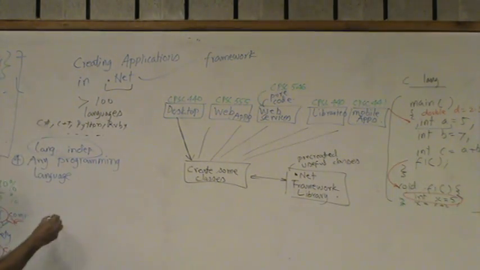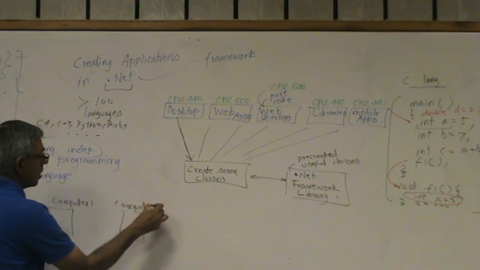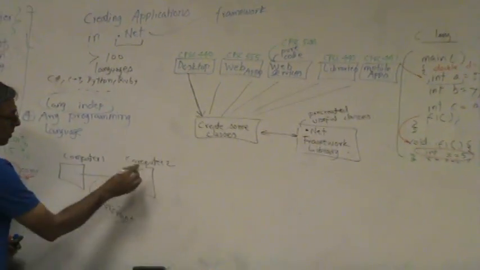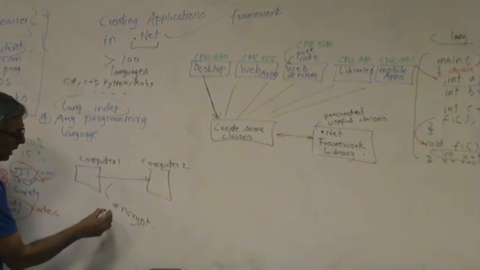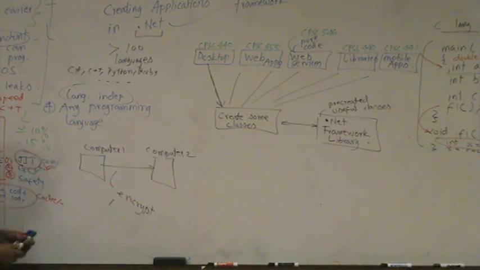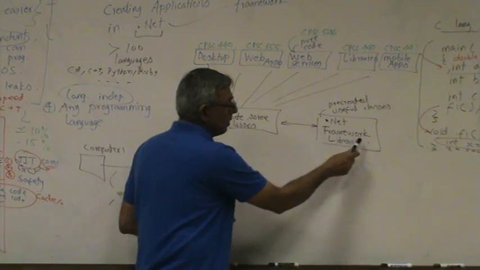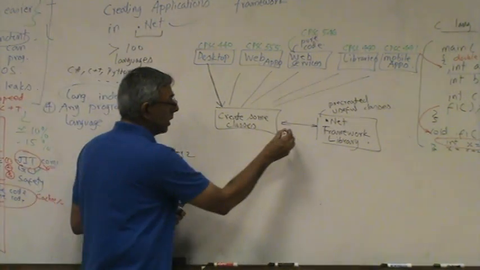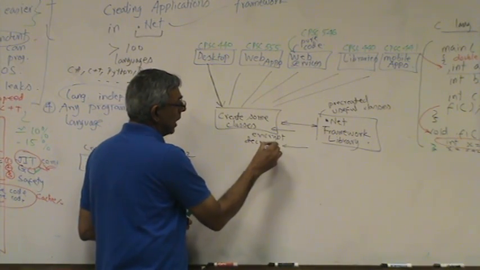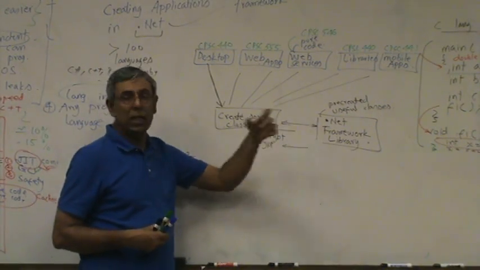To give you an example, suppose you were sending data from one computer to another. You wanted to send some data from here to here, and you wanted to encrypt it before sending it to the other side. You wanted to digitally sign it. So rather than you sitting down writing the code for all the encryption and digital signatures and so on, the framework library already has all the important encryption algorithms already available, already pre-programmed.